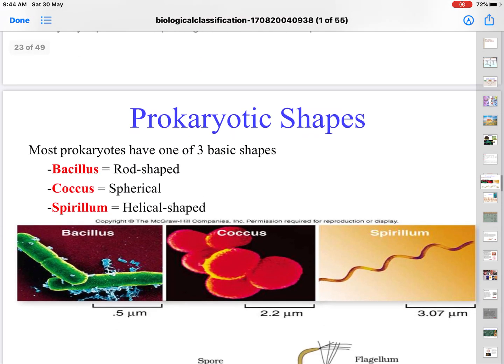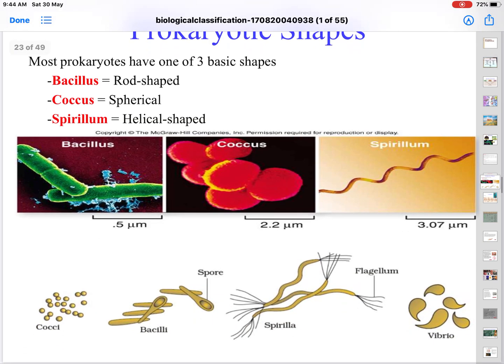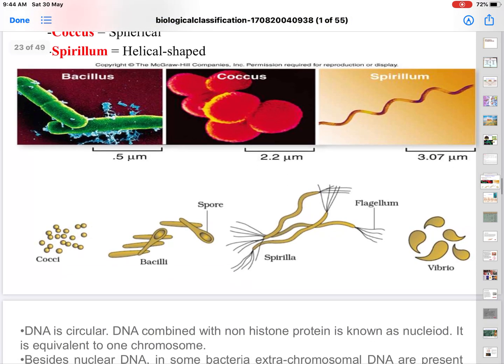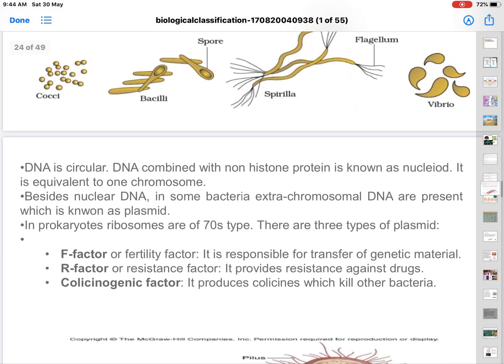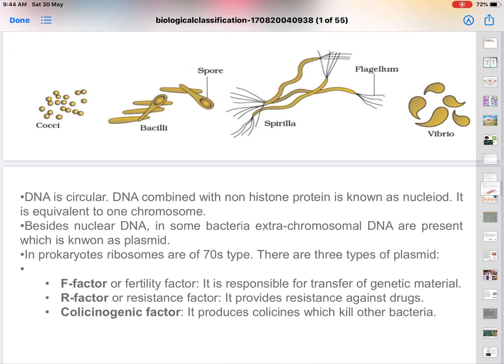Now, what are the prokaryotic shapes? You have already studied in your junior classes. Round, spring-like, comma-shaped, all this. We also have in all of them some factors called F factor, R factor that help in reproduction. So, we come to the end of this session with kingdom Monera.